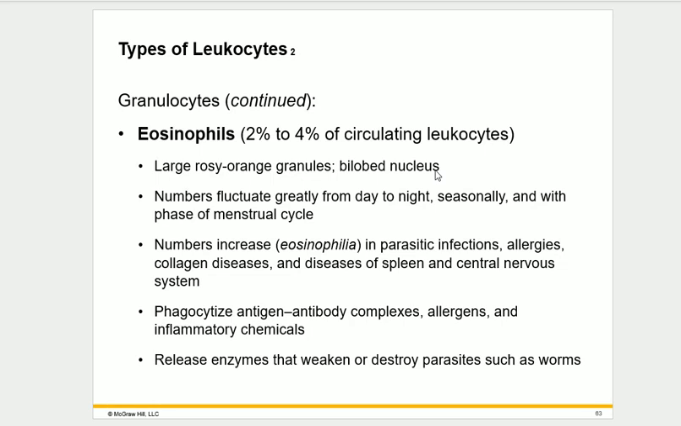They secrete chemicals that weaken or destroy relatively large parasites such as hookworms and tapeworms, too big for any one white blood cell to phagocytize. And they also dispose of inflammatory chemicals, antigen-antibody complexes, and allergens. So foreign antigens that trigger allergies. Allergies, parasitic infection, diseases of the spleen, central nervous system can cause an elevated eosinophil count called eosinophilia. And these counts also fluctuate greatly from day to night, seasonally, in women with phases of the menstrual cycle, etc., etc.